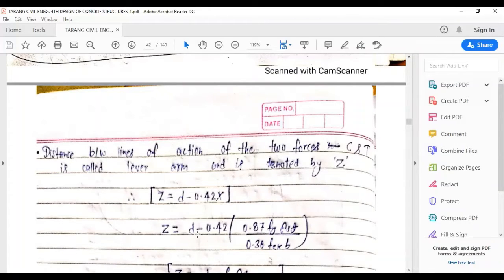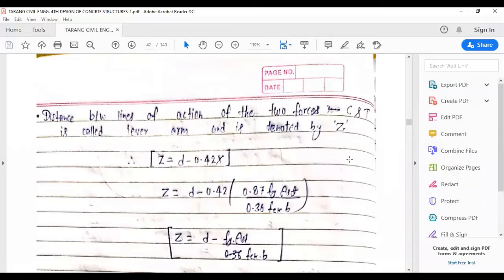So the distance between lines of action of the two forces C and T is called lever arm and is denoted by Z. So this is the distance between the lines of action of the two forces, that is compression and tension. तो कंप्रेशन और टेंशन के बीच में जो भी लाइन ऑफ एक्शन के बीच का जो डिफरेंस होता है, जो डिस्टेंस होता है, वो ही Z है, यानी कि लेवर आर्म. और Z का जो फॉर्मूला है वो डिनोटेड है इससे, Z इज इक्वल्स टू d minus 0.42x. तो यहाँ से हमारा Z निकल जाएगा.